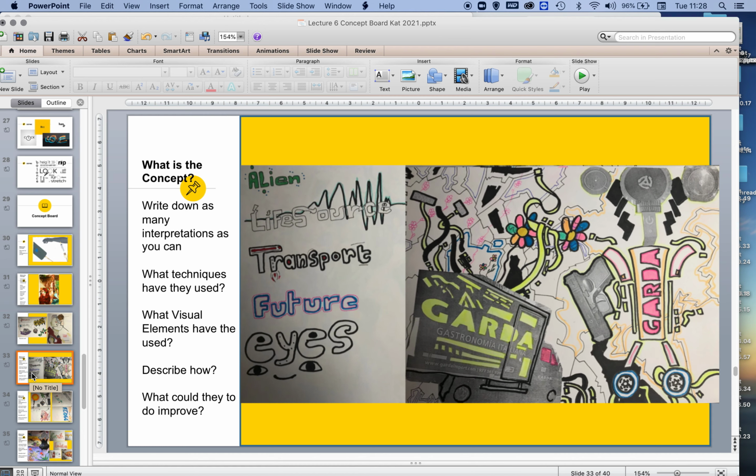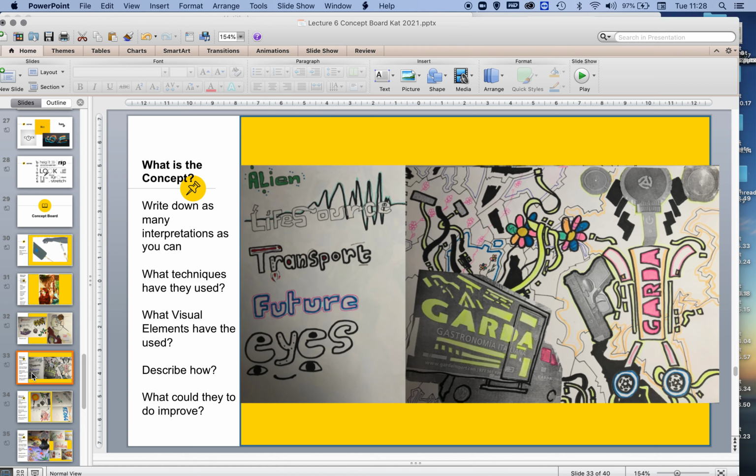This one, so I suppose this has a little bit of a story idea happening here. So we have our keywords: alien, life source, transport, future, and eyes. Interesting, kind of unexpected word there. So they have this very psychedelic, science fiction looking concept board where they've got lots of patterns going on, the idea of transport, the future, and an alien life source.